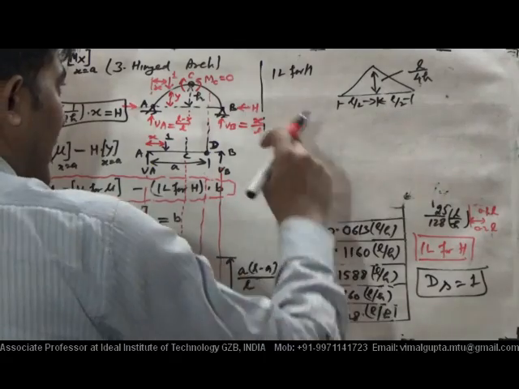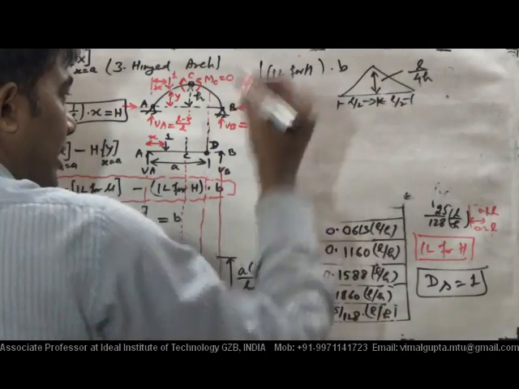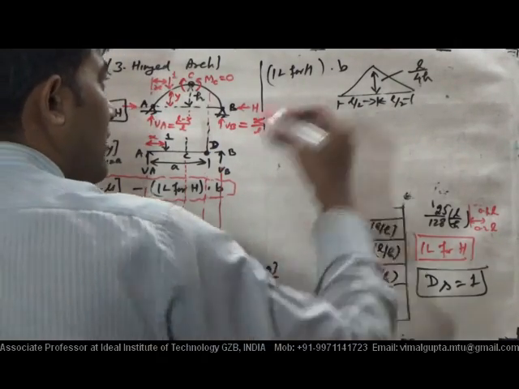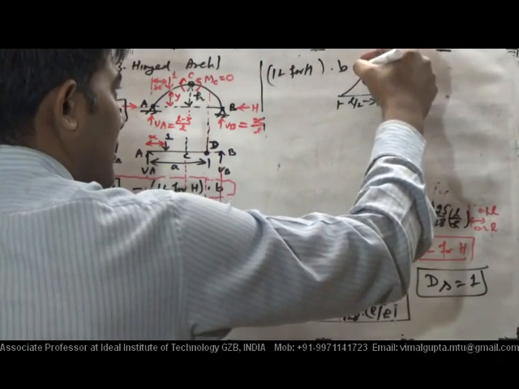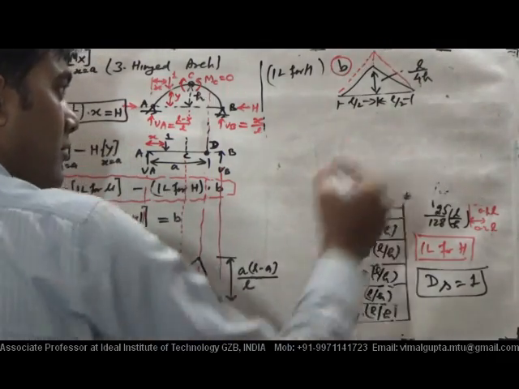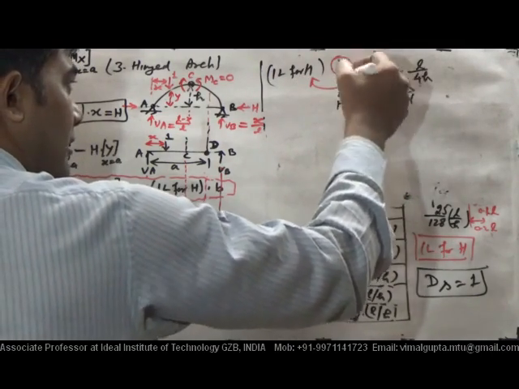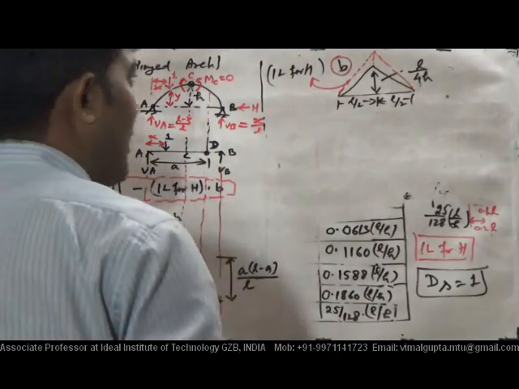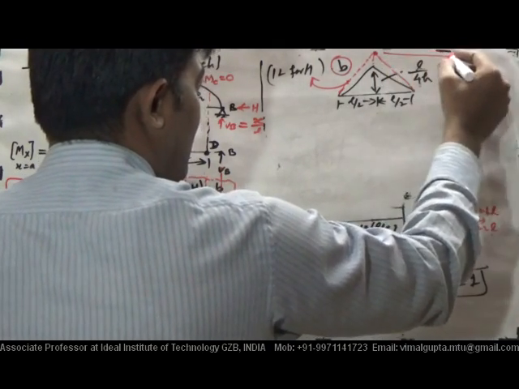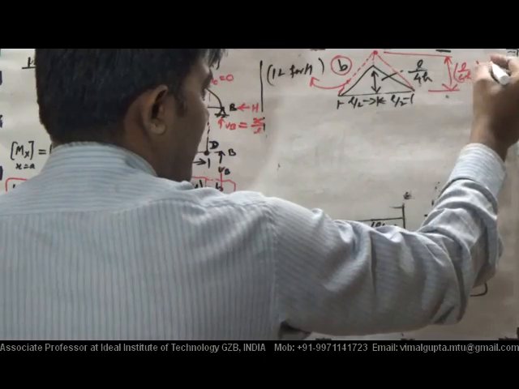Therefore, if we are interested in the IL for H into B, then what will that be? Every ordinate we have to multiply by the same value of B. So this straight line will represent the IL for H. Now if I want to calculate these values, what will that value be? L by 4H times B.